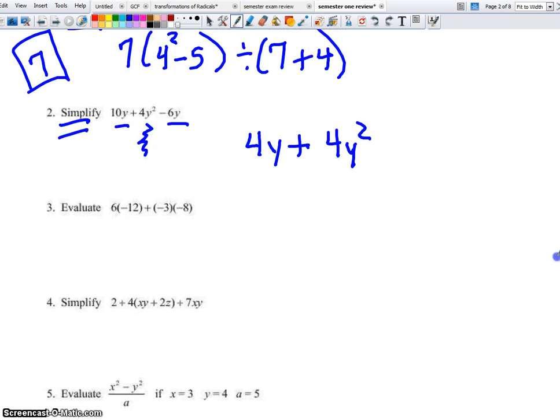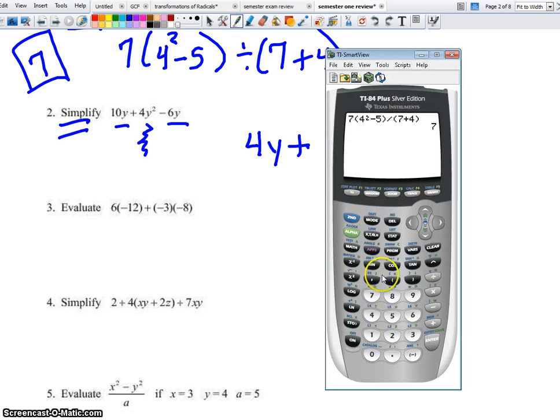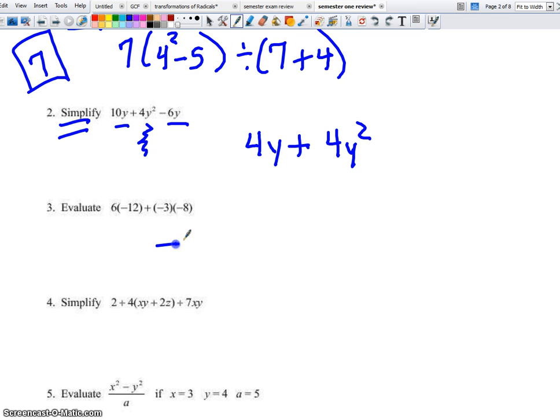Number 3 is an evaluate again, so that means you're going to go to your calculator and you're going to say 6 open negative 12 close plus open negative 3 close open negative 8 close. You just type exactly what you saw on the paper in your calculator. Let me put a 3 in, and you hit enter and you get negative 48, and that's your answer.